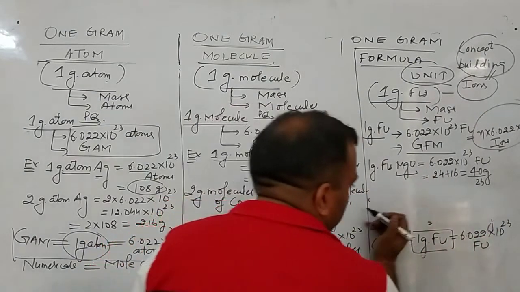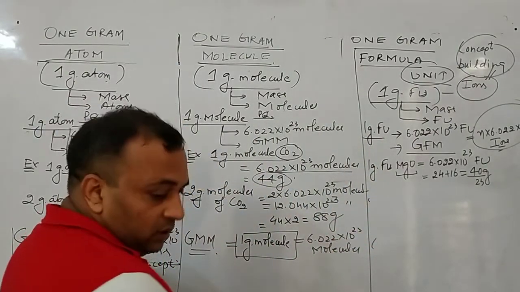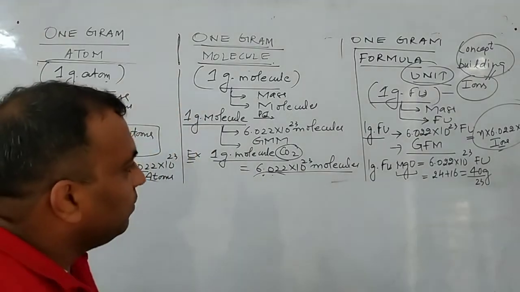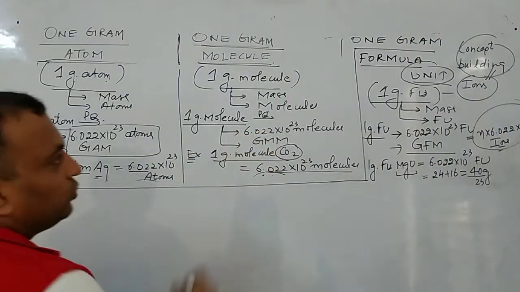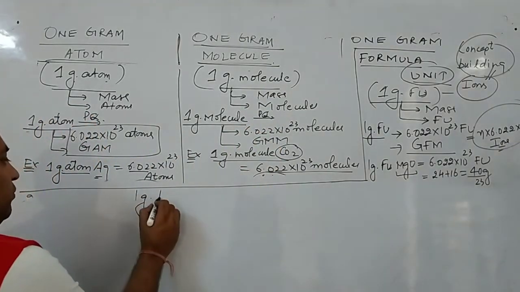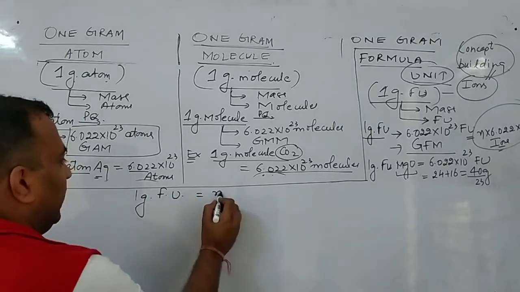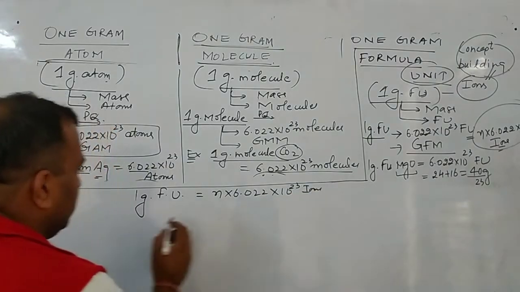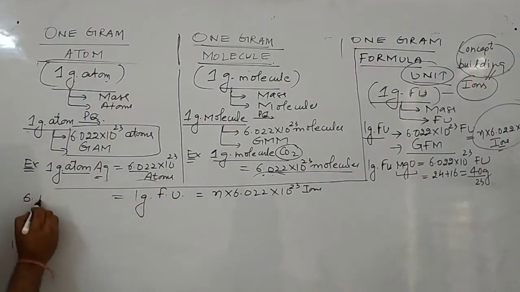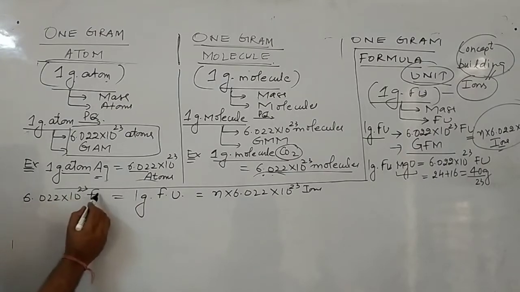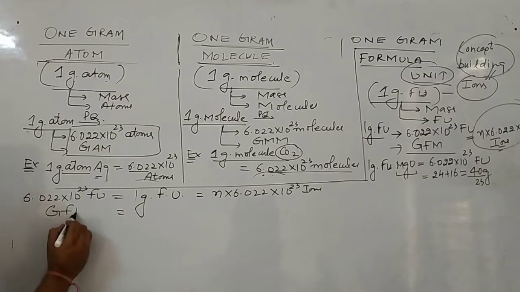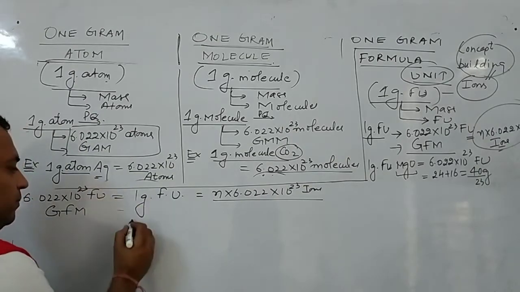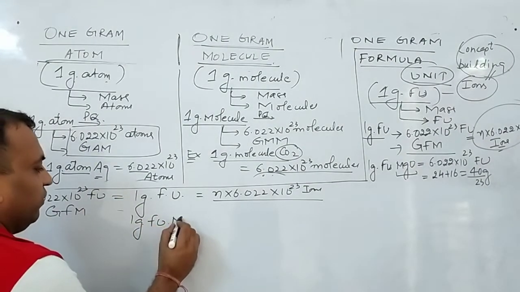I will remove this one and write it here, you will get a lot of space now. So again I write one more thing: 1 gram formula unit contains n × 6.022 × 10^23 ions. Previously we discussed 6.022 × 10^23 formula units having the mass equal to the gram formula mass. This time we will discuss only the ions. Say I take the example, 1 gram formula unit of MgO.